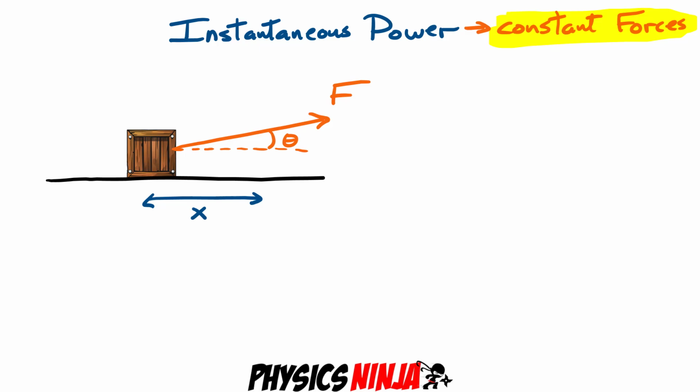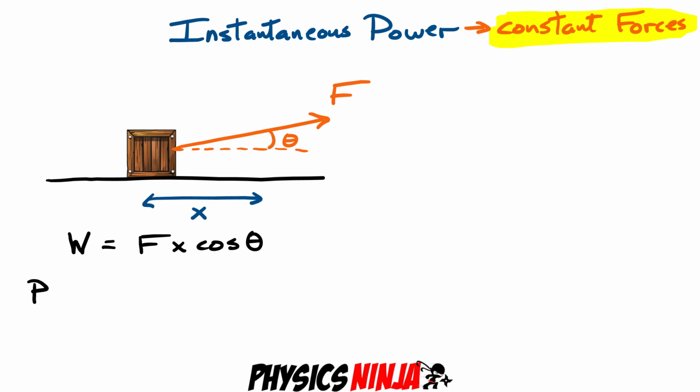I've attached a cable to the crate again, except now this cable makes some angle theta with respect to the horizontal. And I'm going to drag this crate along the floor a distance x. So right away, you should be able to calculate how much work is being done by that force. You simply apply our definition, F x cosine of the angle theta.